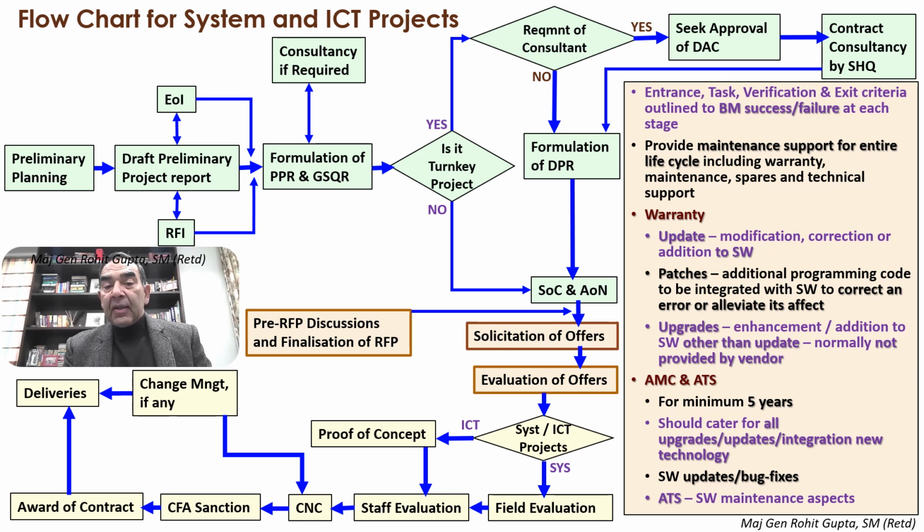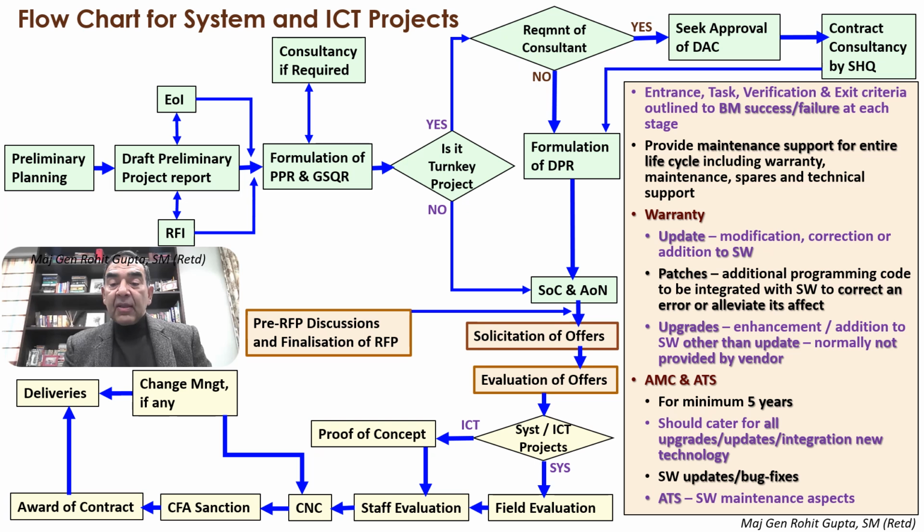Maintenance support for the entire life cycle is required, including warranty, maintenance, spares, and technical support. Warranty covers three issues. One is the update. Updates are modifications, corrections, or additions to software. Patches may be additional programming code which is required to be integrated with the software to correct an error or to alleviate its effect that has been noticed. Upgrades would be the enhancement or addition to software other than an update. Normally, this is not provided by the vendor.